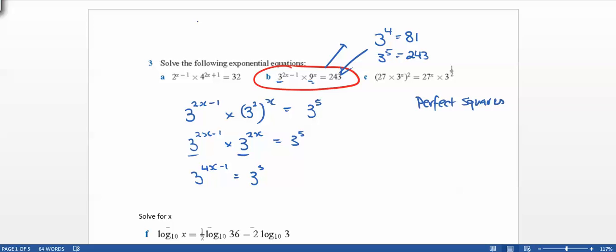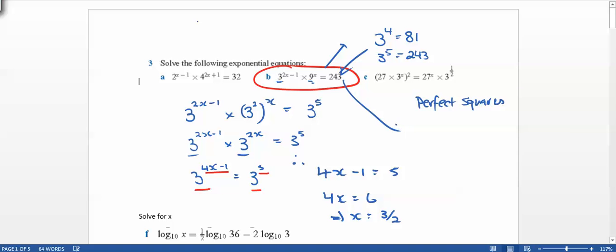Given the left-hand side must now equal the right-hand side, we don't really care about the base, because this 4x minus 1 has to equal 5. So therefore, 4x minus 1 is equal to 5. Rearranging, 4x equals 6, therefore x is equal to the simplified fraction, 6 over 4, which is 3 over 2.